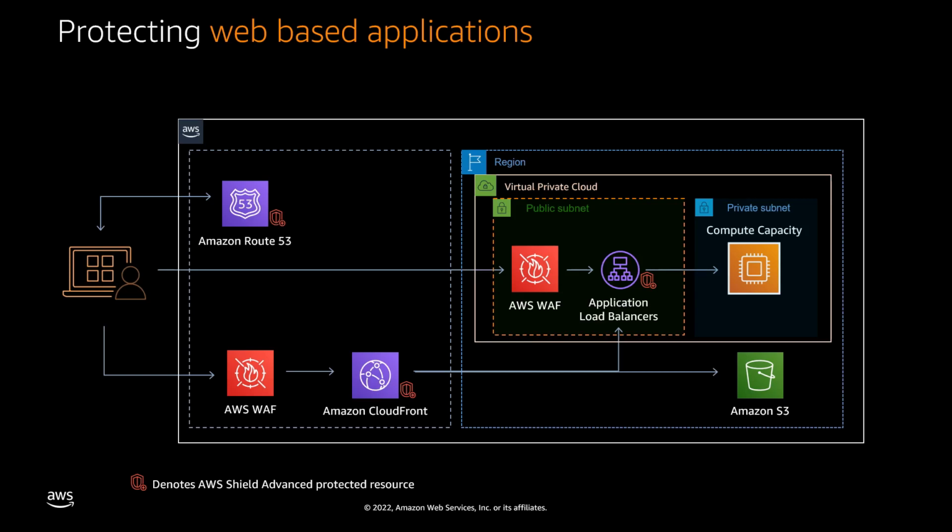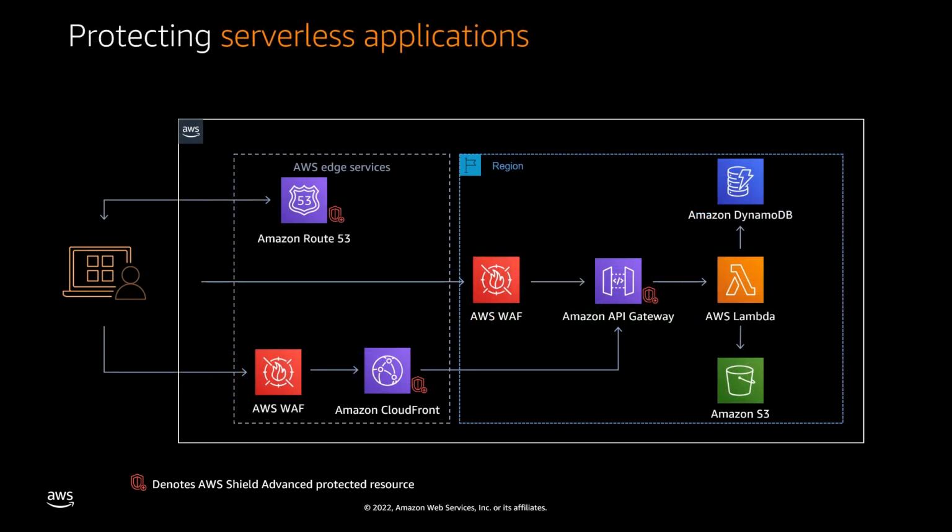Customers use regional WAF to secure their origins like application load balancers here. This would selectively allow desired traffic or only accept well-formed connections from CloudFront edge locations.